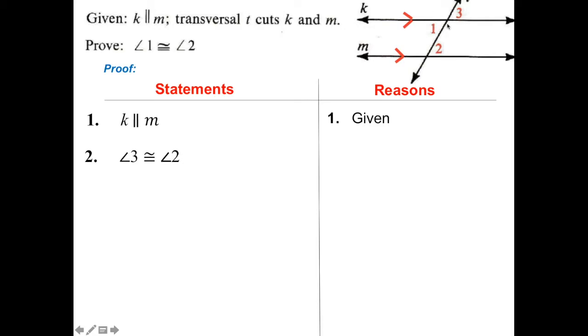How am I going to abbreviate it here? What am I going to write? If two parallel lines are cut by a transversal, so here's how I abbreviate it, then corresponding angles are congruent. Remember, is that a postulate or a theorem?